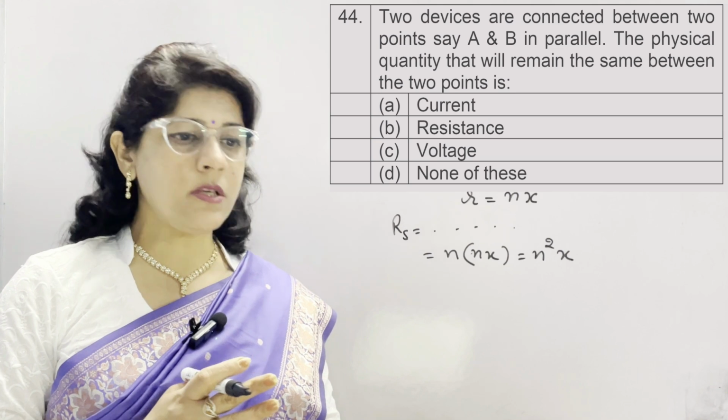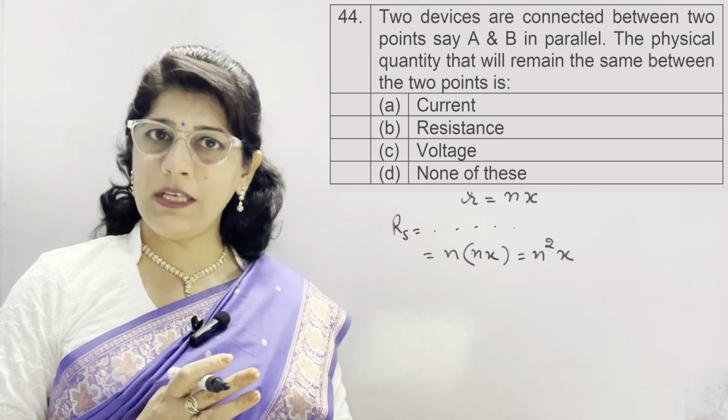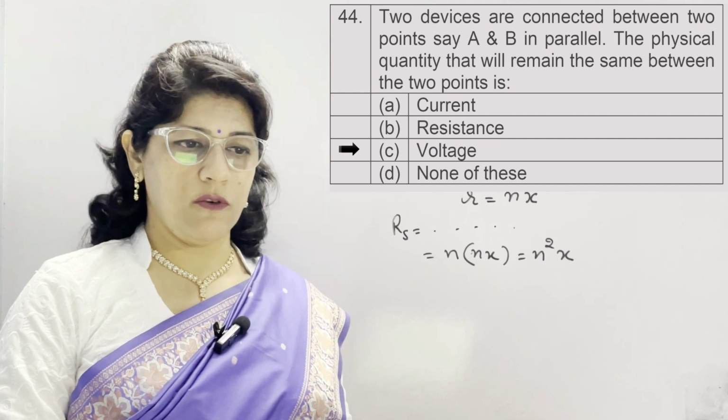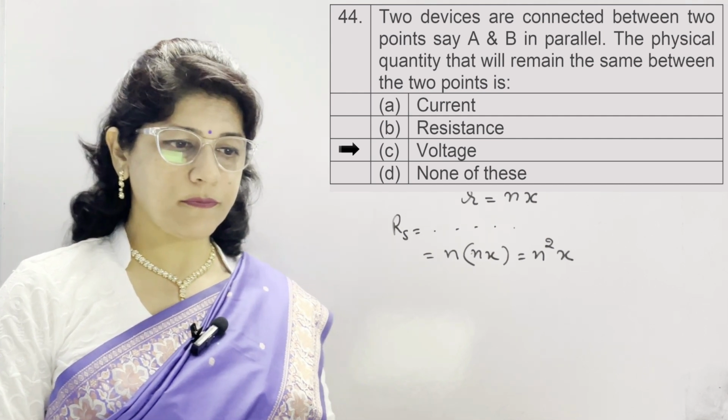A option current, B resistance, C voltage and D none of these. And the correct option is C, which is voltage, क्योंकि parallel में connect हुए हैं.